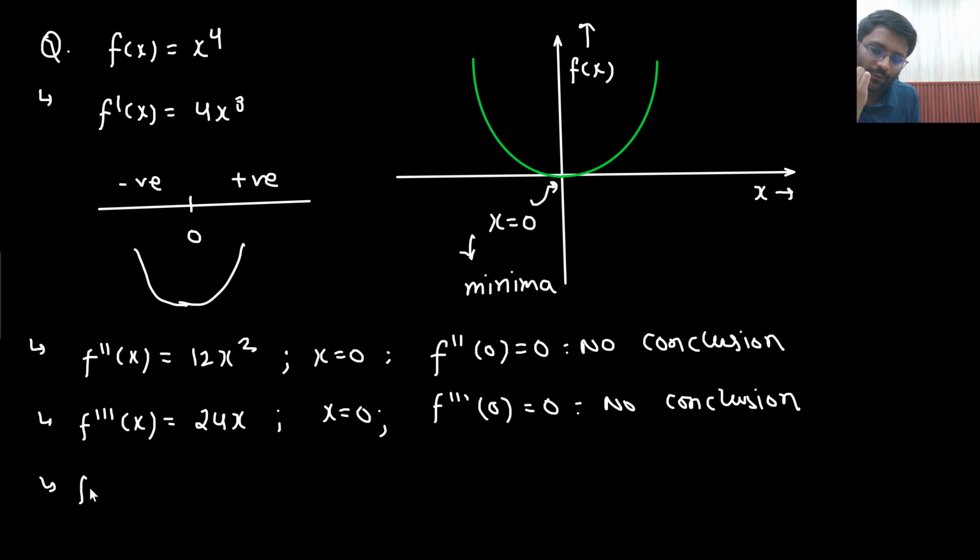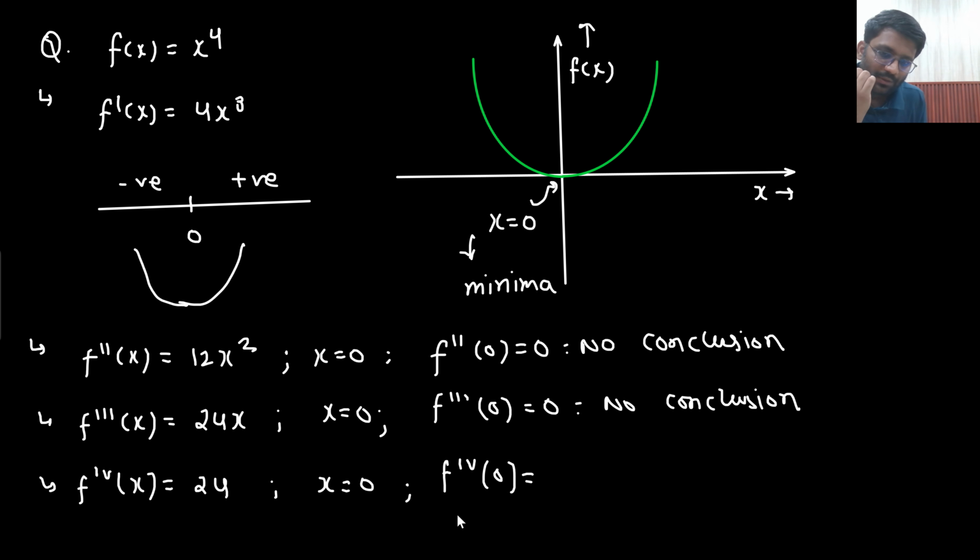Okay. Then sir, if I do 4 times differentiation, I am getting 24. If I put x equals 0, what am I getting? f dash 4 times differentiation at x equals 0. There is no term of x, so I am getting 24, which is greater than 0. So yes, a conclusion could be made now.